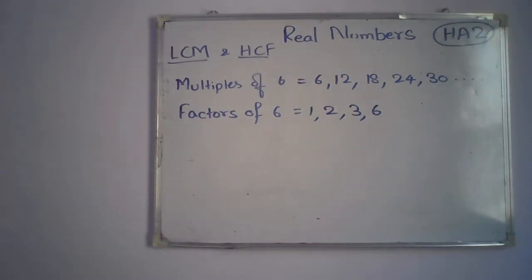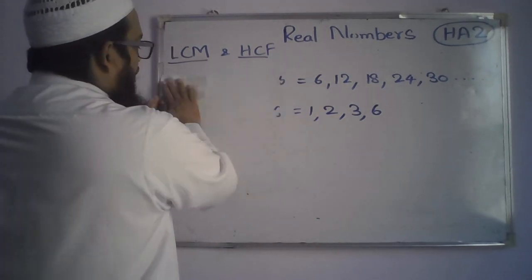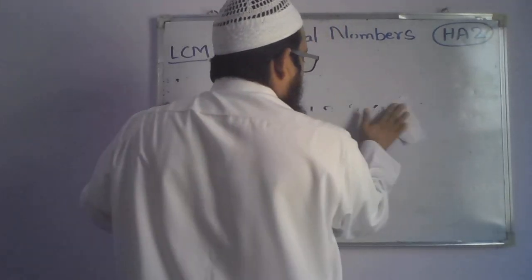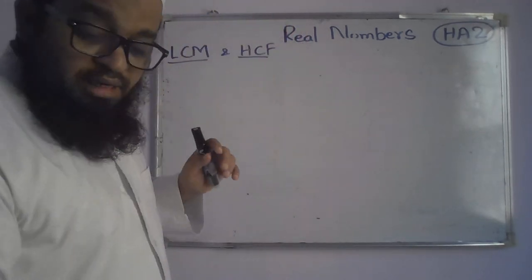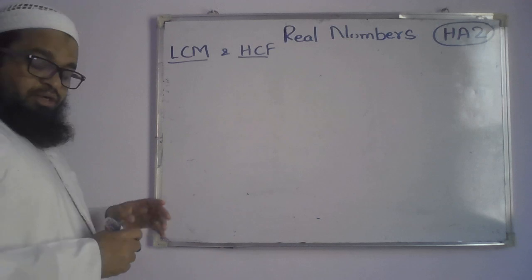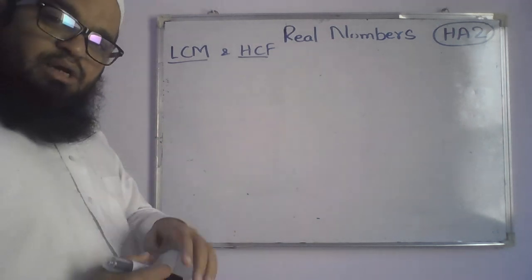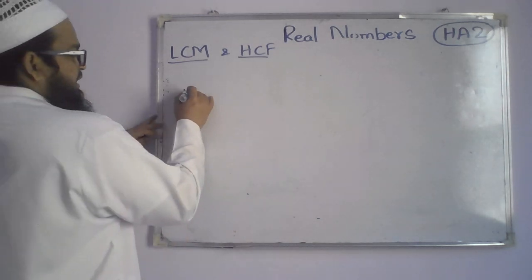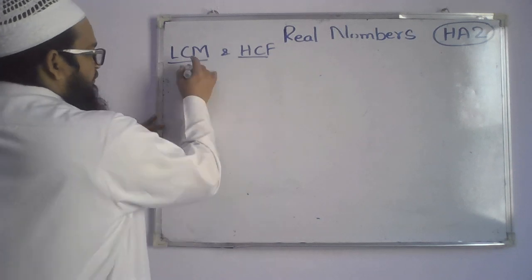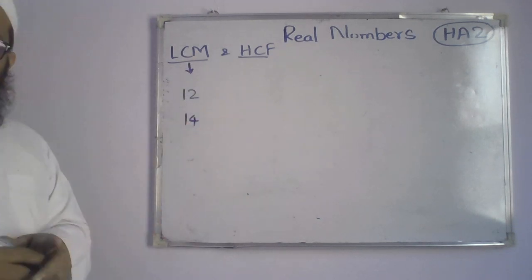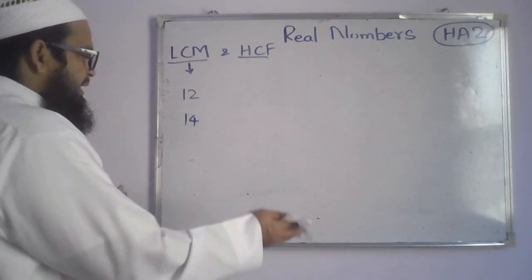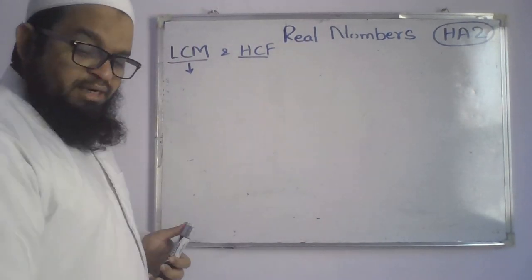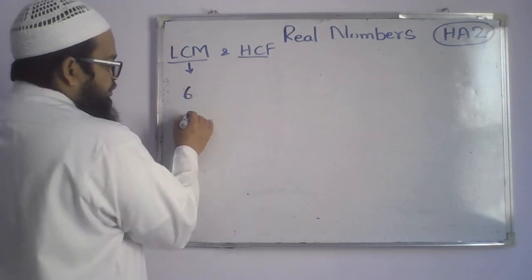So let us go to the next concept of least common multiple or highest common factor. It is also simple. Did everyone understand least common multiple and highest common factor, sorry, multiples and factors? Now let us go to least common multiple. Let us take two numbers, 12 and 14. You have to find the least common multiple. It is a little bit bigger numbers, so let us go to 6 and 8 for easier understanding.